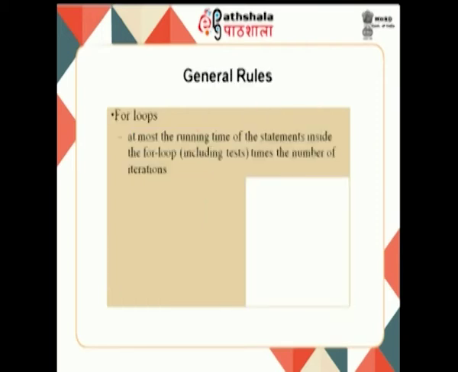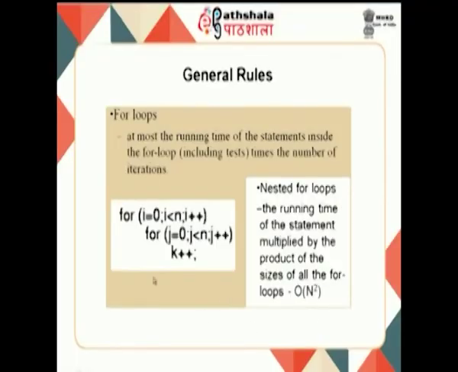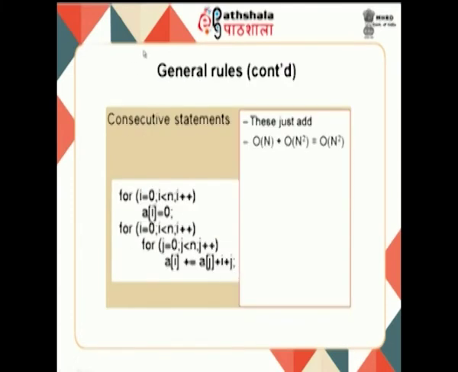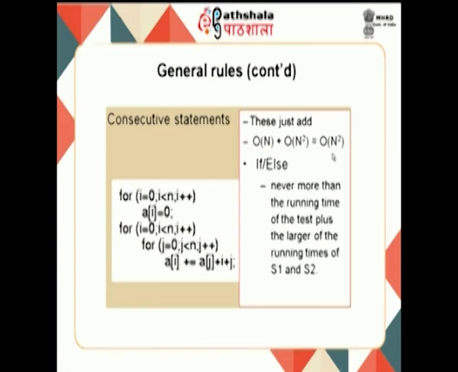For loops, the running time is at most the running time of the statements inside the for loop, including tests, times the number of iterations. Suppose you are doing something inside a loop 10 times, then 10 will be the minimum multiplier. If you take nested loops, it will be of the order of n squared. For consecutive statements, you just add them. Order of n plus order of n squared is taken as order of n squared. For a conditional, it is never more than the running time of the test plus the larger of the running times of S1 and S2.